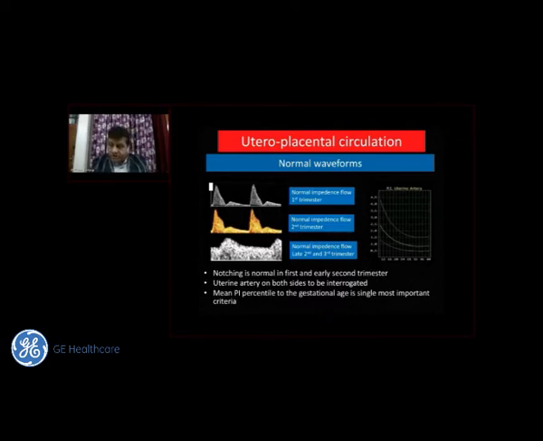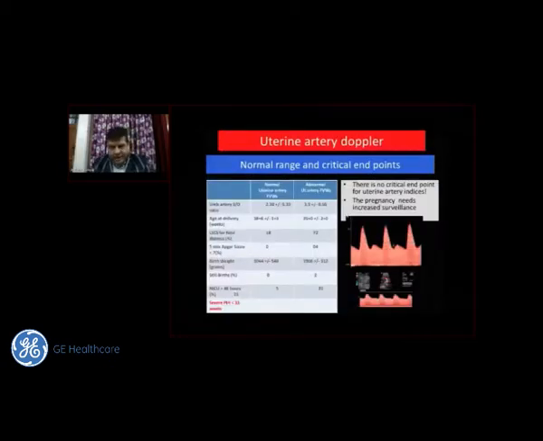Uterine arteries on both sides are to be interrogated. And it is the mean PI percentile to the gestational age which is the single most important criterion. So uterine artery notching is not important anymore, but we will discuss more and elaborate once the panel discussion is coming. And of course, we'll address all of those queries as well.